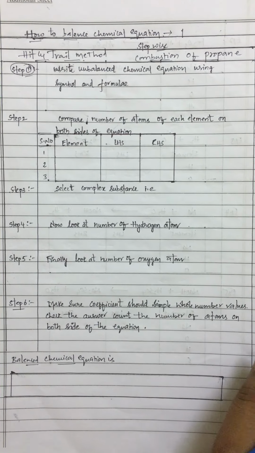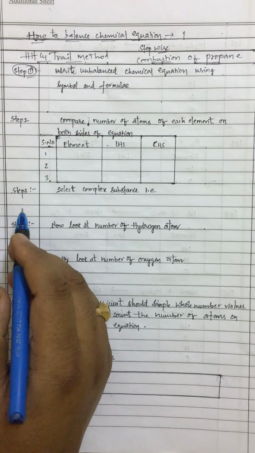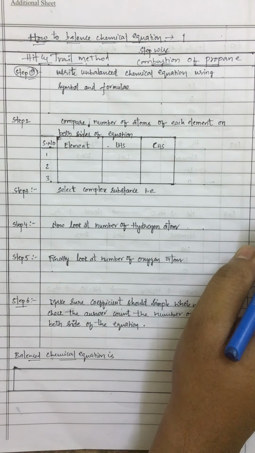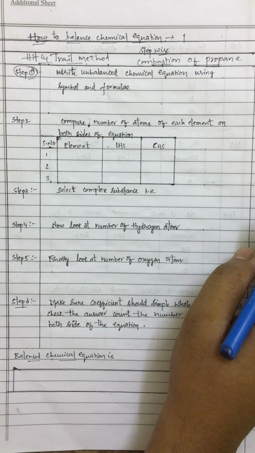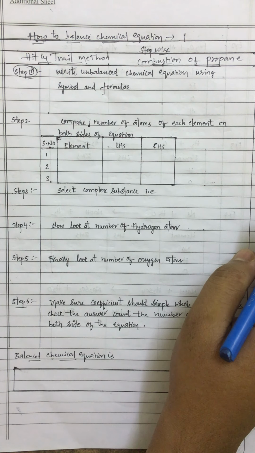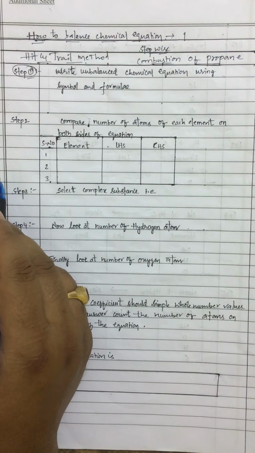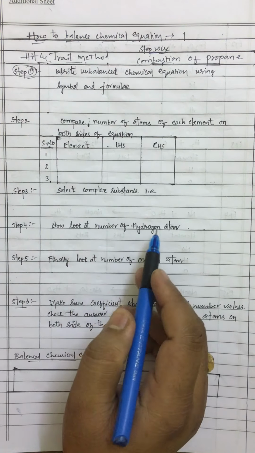Hello everyone. So today's class is about how to balance a chemical equation by the hit and trial method. This is one of the very important concepts. Many children face problems balancing a chemical equation. So let us discuss how to balance a chemical equation in a stepwise manner, which we call the hit and trial method.